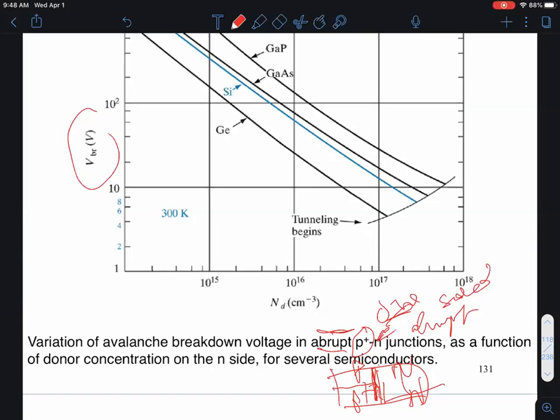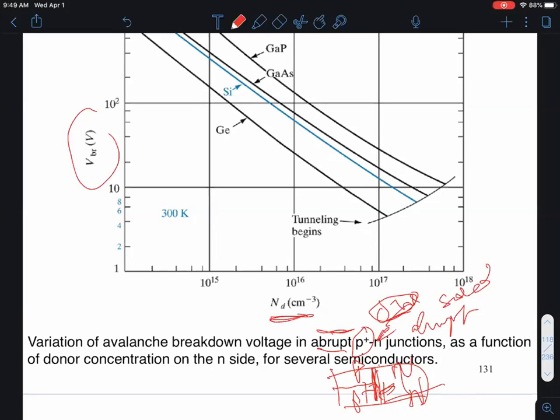In many cases, we'll do our analysis in terms of one-sided abrupt junctions because then, you know, the math becomes simple. You just look at what happens on the more lightly doped side of the junction. And then once you get that expression, you can kind of extrapolate to what would happen if the doping was comparable on both sides. Anyway, these are for one-sided abrupt junctions.